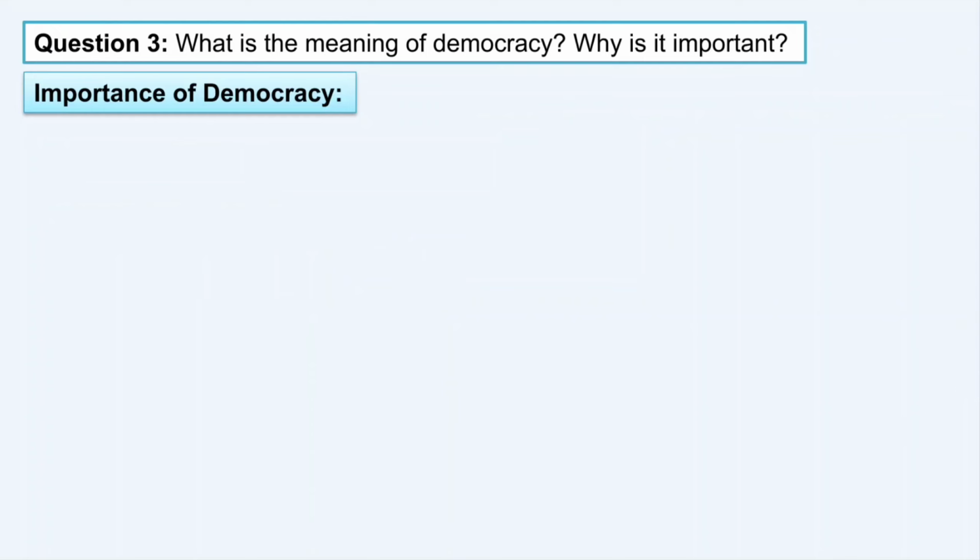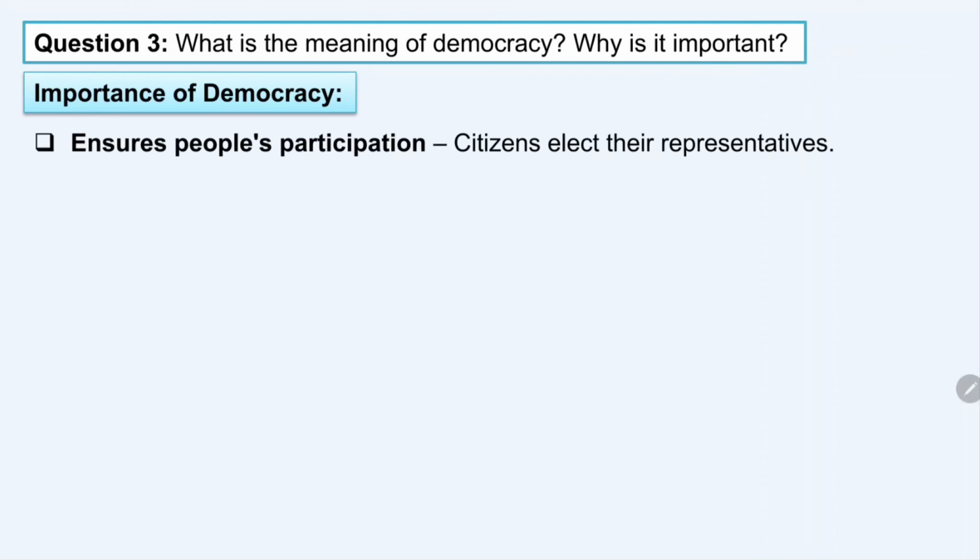So why is it important? The importance of democracy. Now the second part, let us try to understand why it is important. It shows people's participation. See, through democracy, people come and participate in decision making, especially from the local government perspective, in the village panchayat and urban local bodies, isn't it? So citizens elect their representatives to participate.